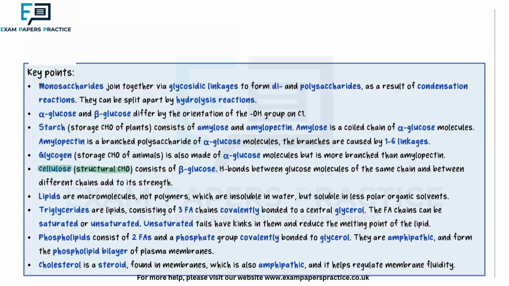Cellulose is a structural carbohydrate and is made up of beta-glucose. Its strength is enhanced by hydrogen bonds between glucose molecules of the same chain and different chains. Phospholipids and cholesterol are amphipathic, and this is really important in the structure of the cell membrane. The saturation of the fatty acid tails of the phospholipids and the presence of cholesterol help control the fluidity of the cell membrane.